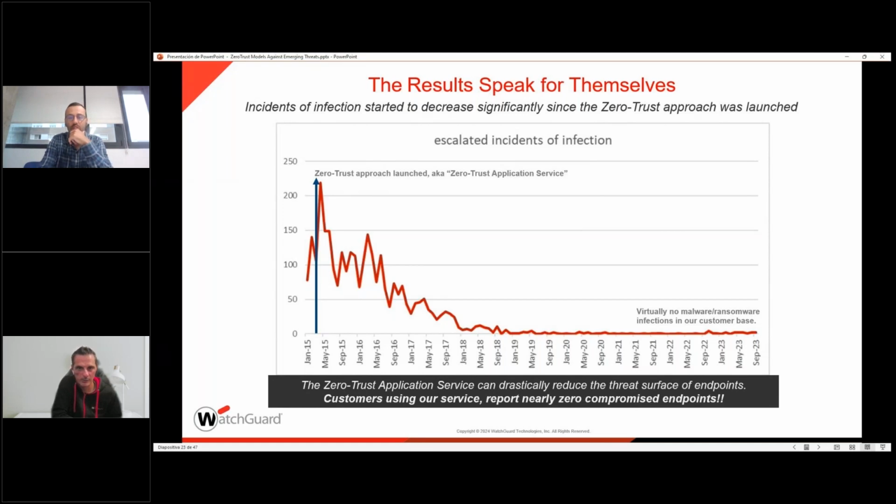Yeah, and just to put a bit of context, I don't know if you remember what happened in 2015, but we were hit by polymorphic infections all over the place.